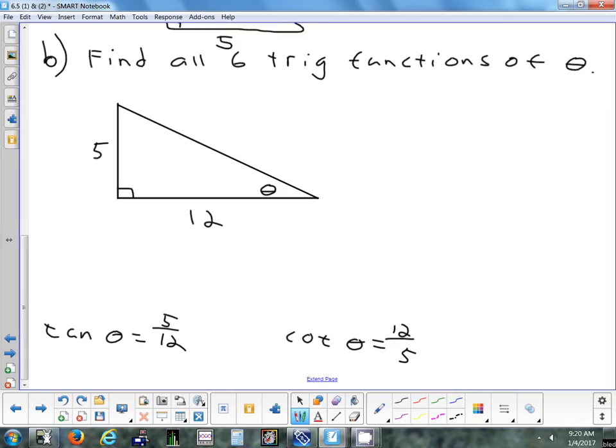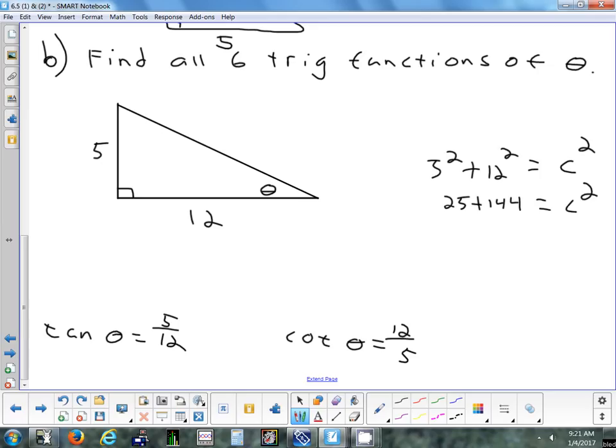Does anybody know what the hypotenuse is here? Well, it's got to be the biggest side. So it's got to be bigger than 12. 15? Nobody knows that one? Okay, 13. Yes, 13. It's a special right triangle.